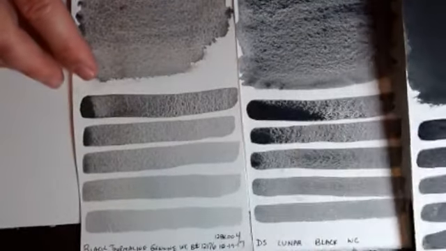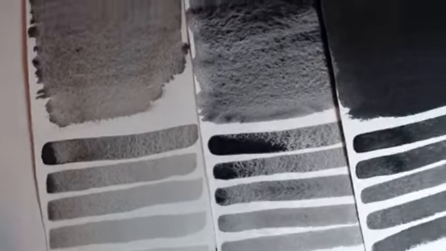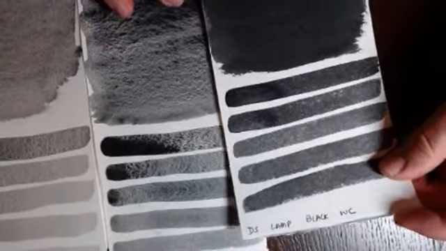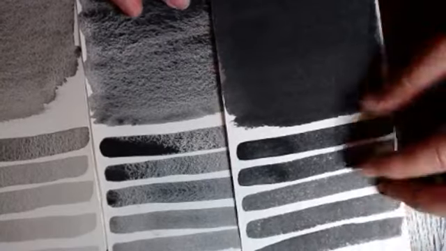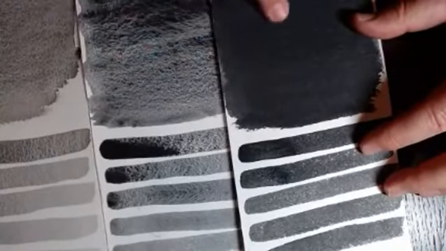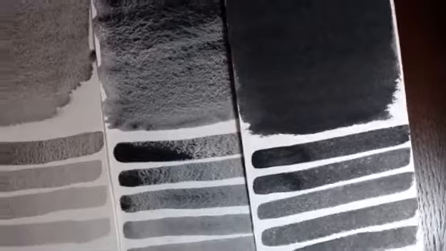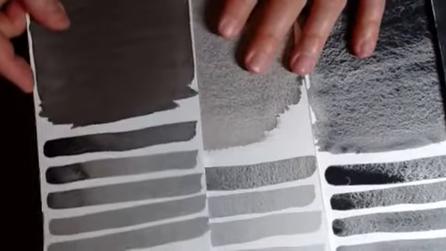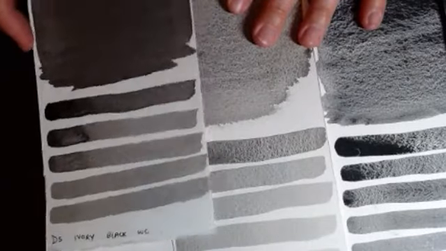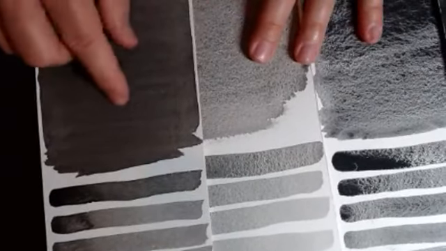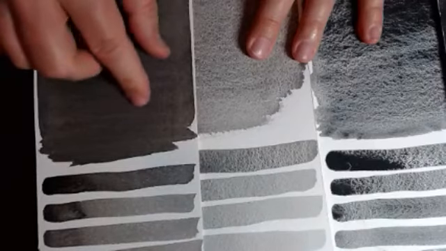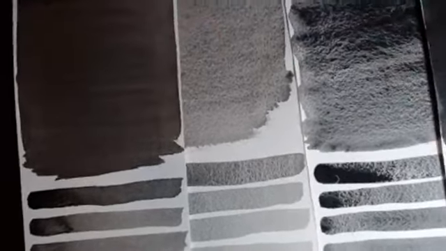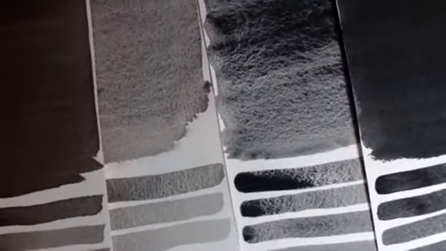And then we have here the lamp black. That's what the lamp black looks like. Nowhere near as granulating. And then lastly, we have the ivory black. This is the ivory black. And the ivory black has that subtle, very subtle yellowish tint. Okay, and those are the 4 blacks.